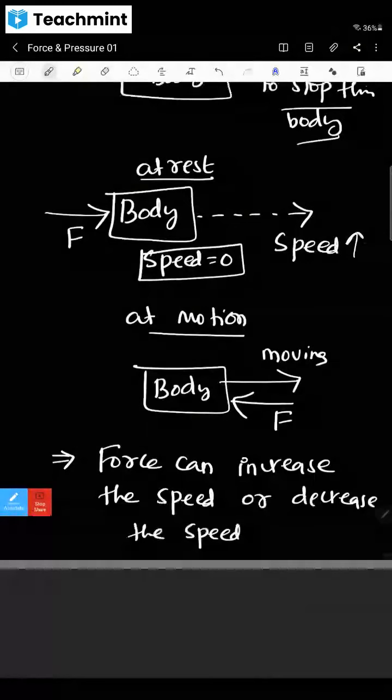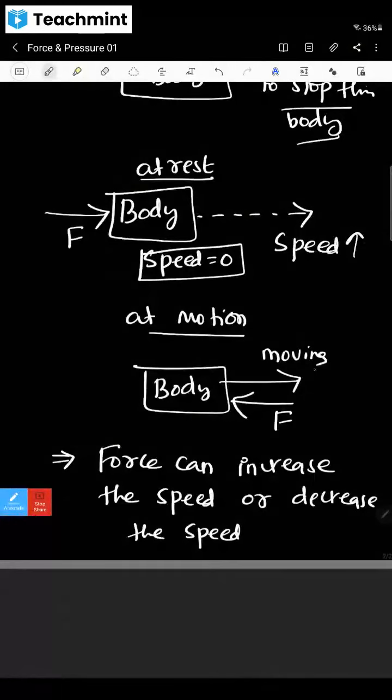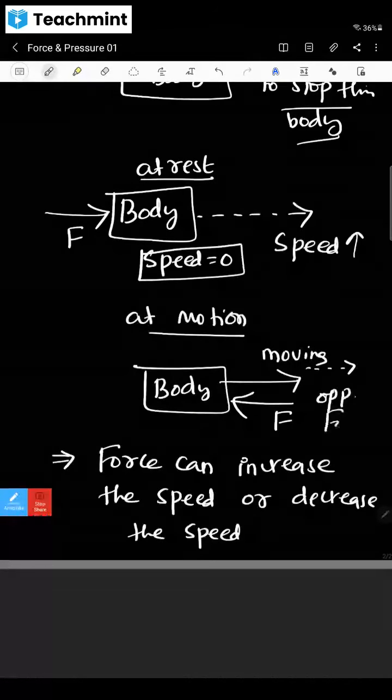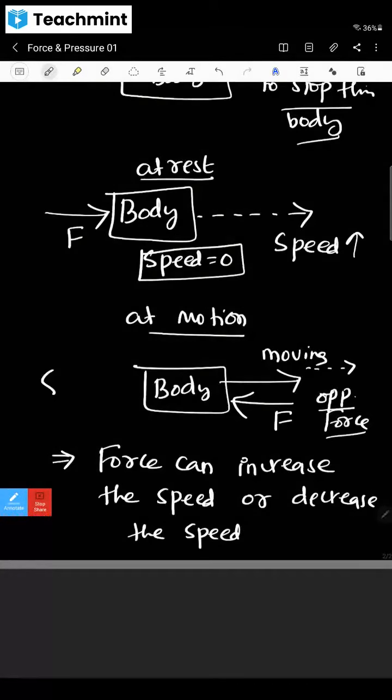Yes, sir. Yes or no? So now here already it was moving, which means there was some speed. Now if you apply an opposite force, here is the opposite force, I applied the opposite force. Because of this opposite force, don't you feel that whatever speed the body had, it got reduced, no?